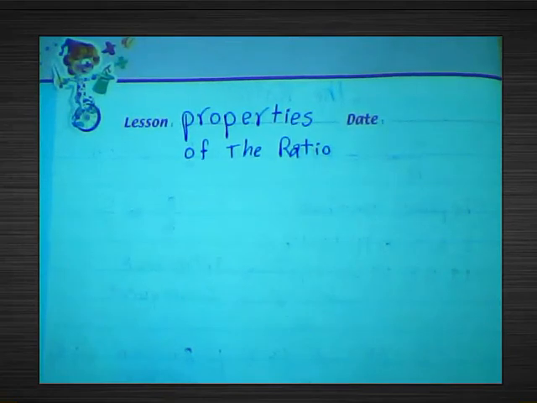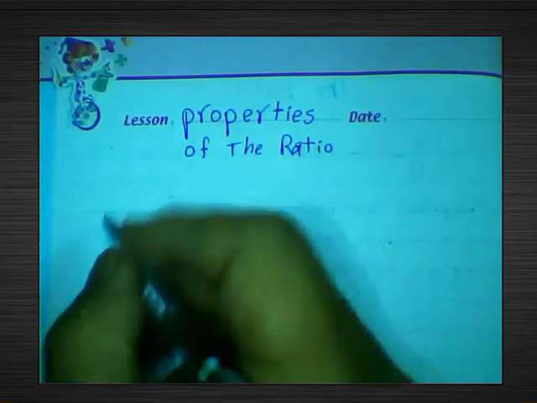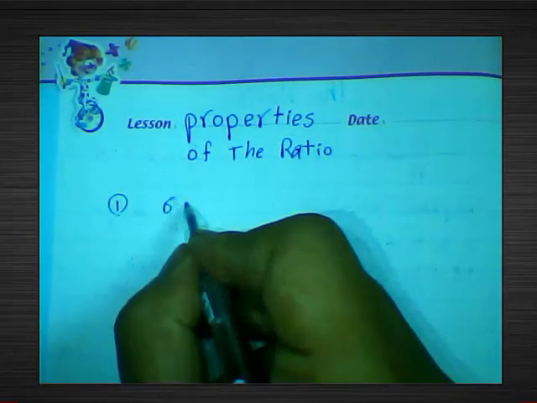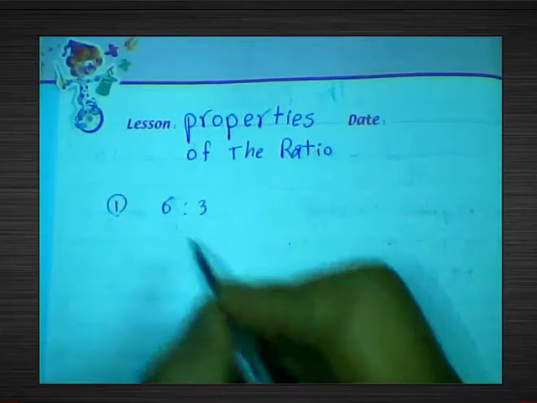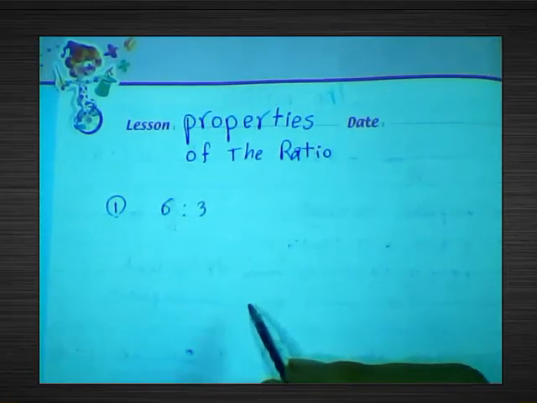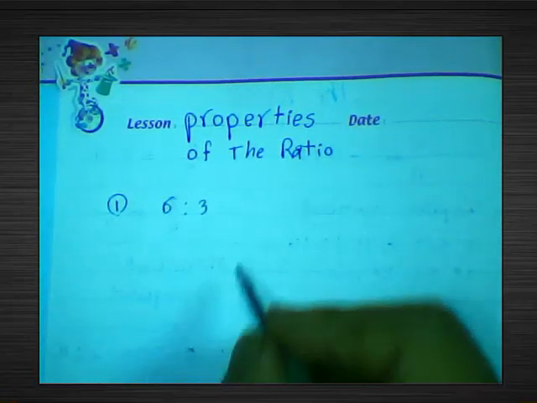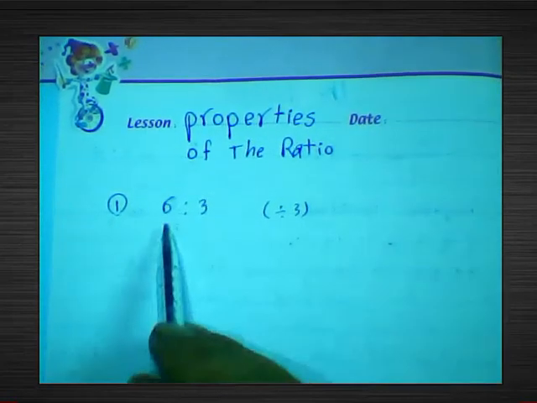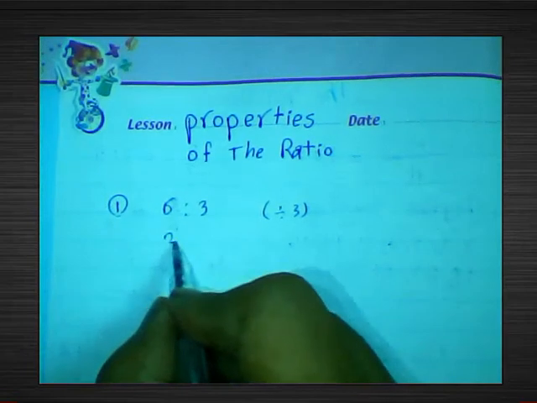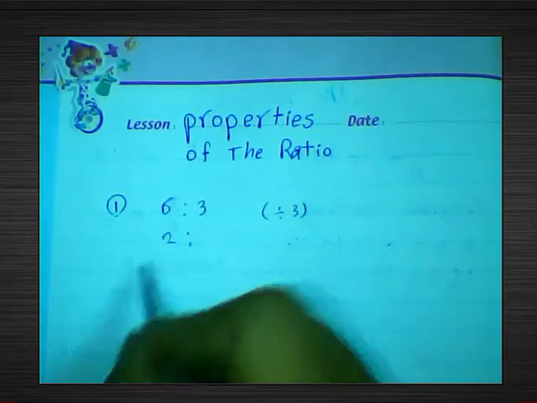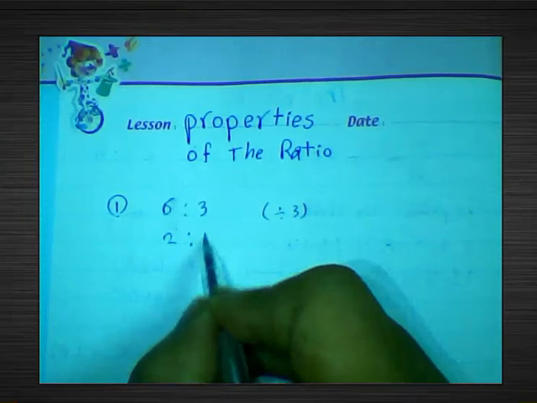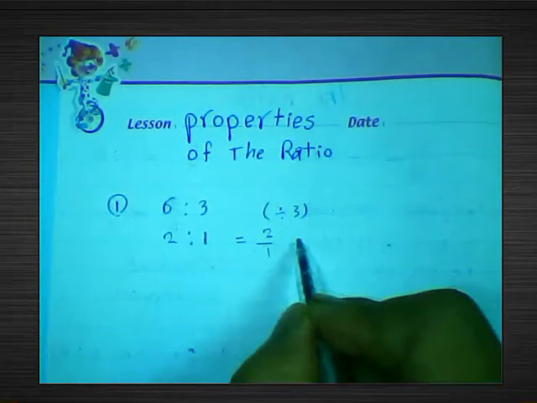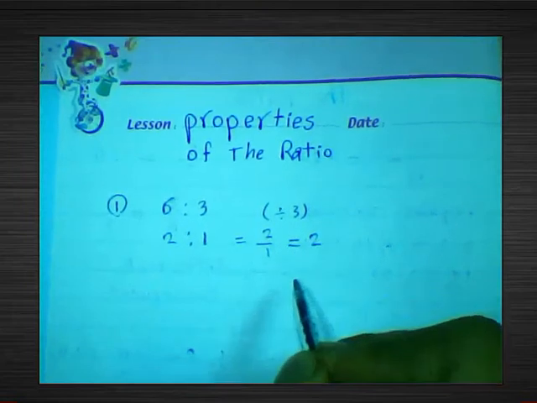What if your teacher gives you this example? Number 1, 6 to 3, and he wants you to find the result in the simplest form. We can divide it by 3. 6 divided by 3 equals 2. 3 divided by 3 equals 1. So the result will be 2 over 1, or we can write it as 2.